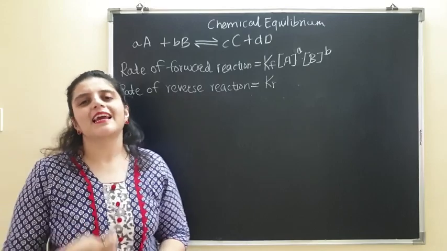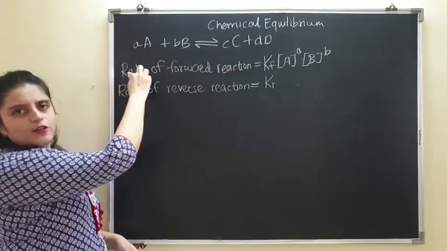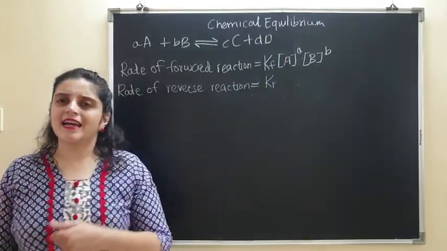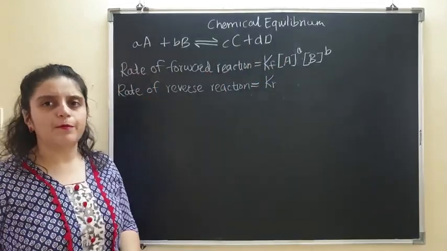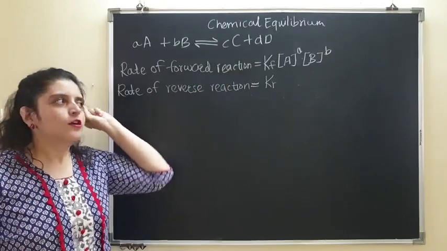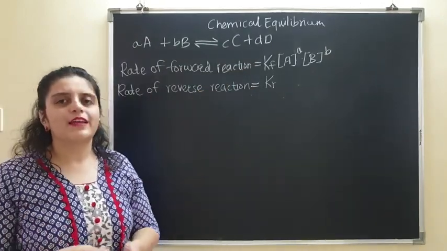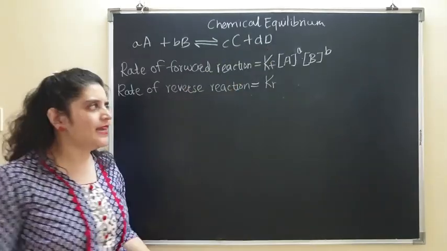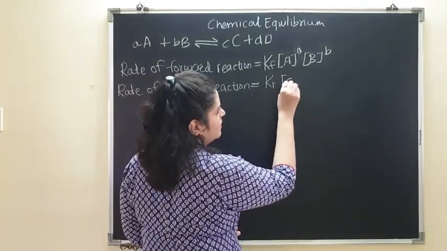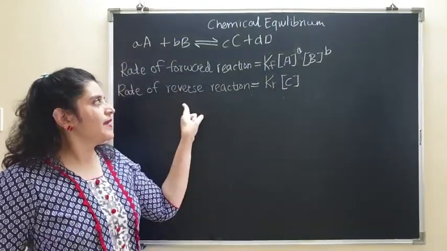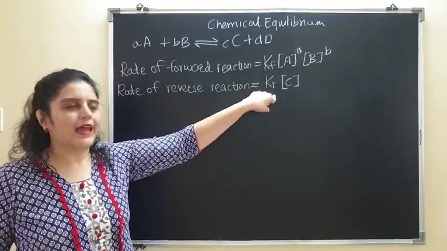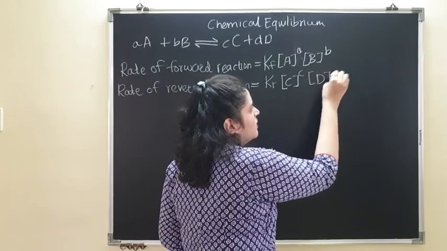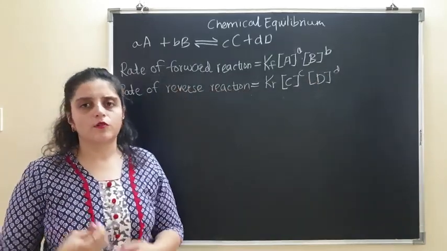अभी reverse reaction के लिए कौन reactant है? ये वाला जो direction है वो reverse direction है. So reverse direction के लिए C and D बन जाएगा reactant and A and B बन जाएगा product because वो उल्टे direction में हो रहा है. So rate of the reverse reaction will be directly proportional to concentrations of C and D. So it is going to be rate of the reverse reaction is equal to Kr [C]^c into [D]^d.